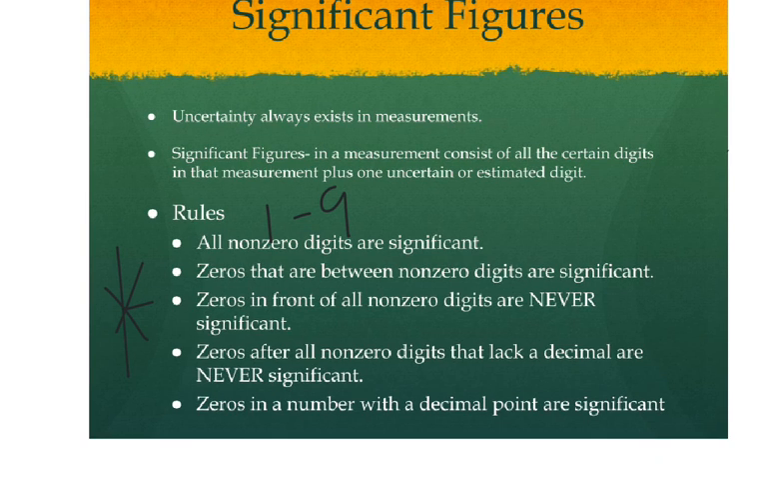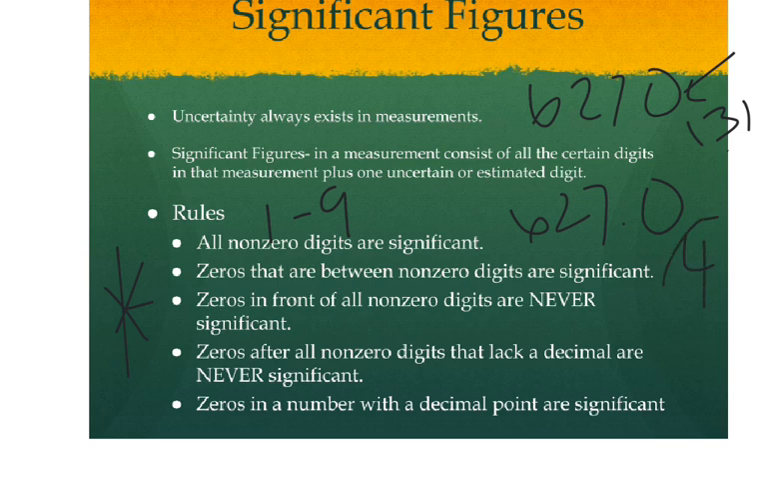Okay, zeros in a number with a decimal point are significant. So that means that a number like 627.0, how many significant figures are there? There are 4 there, okay? This number, 6270, and 627.0 are not the same. There are only 3 sig figs in this one. There are 4 significant figures here.